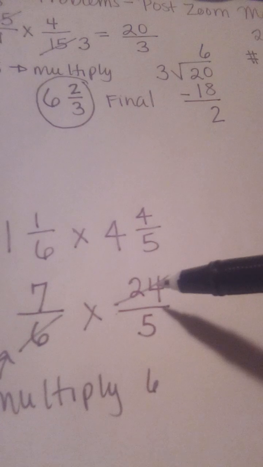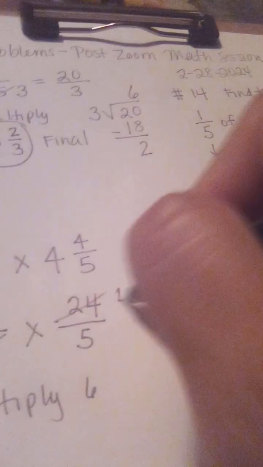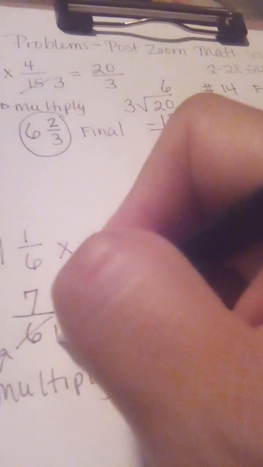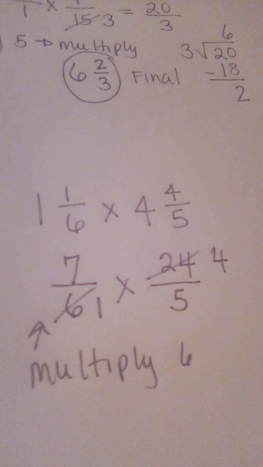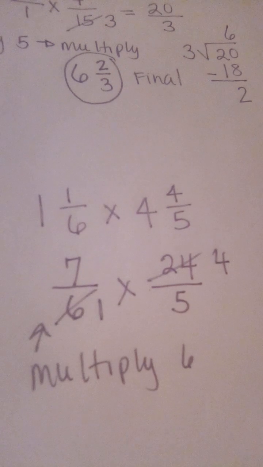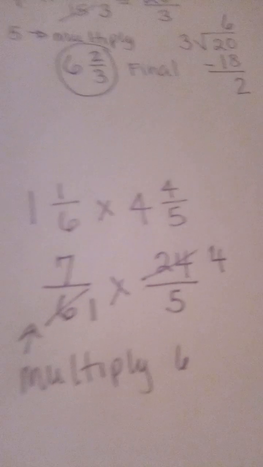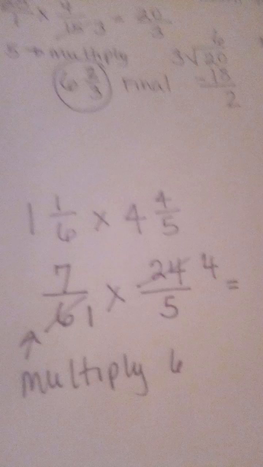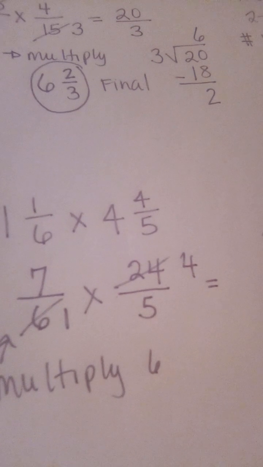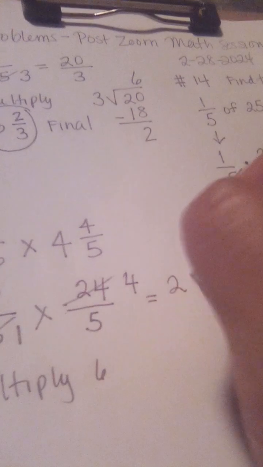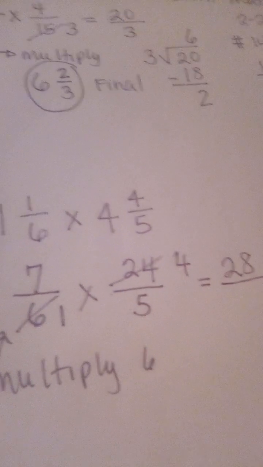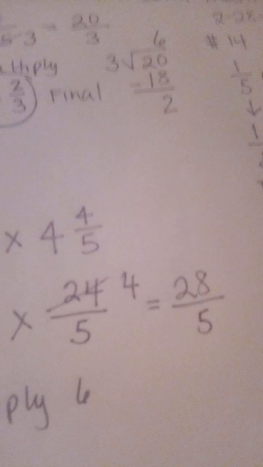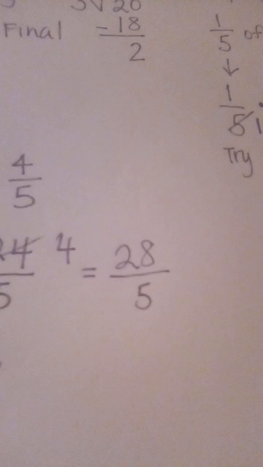24 divided by 6 is 4. 6 divided by 6 gives us 1. No more numbers to reduce, to my understanding. Okay. Let's multiply the numerators first. What is 7 times 4? It gives us 28. And the denominator, 1 times 5, gives us 5. 28 over 5 as an improper fraction. We turn it into what next?